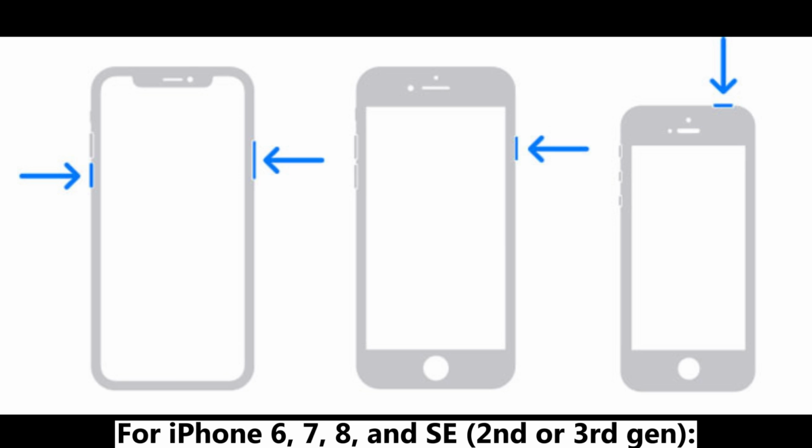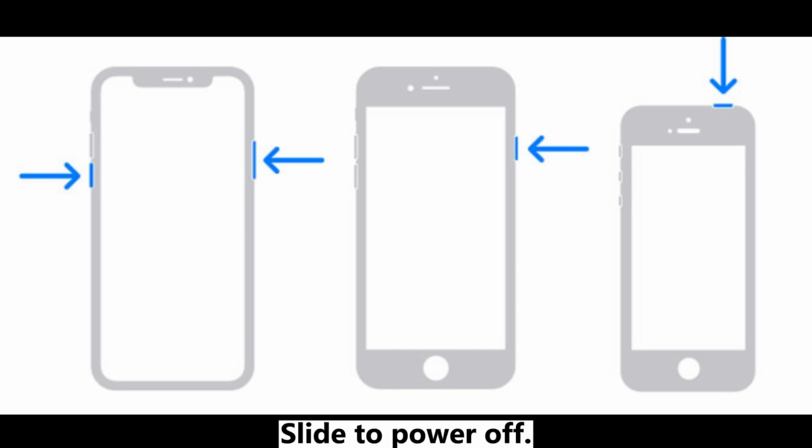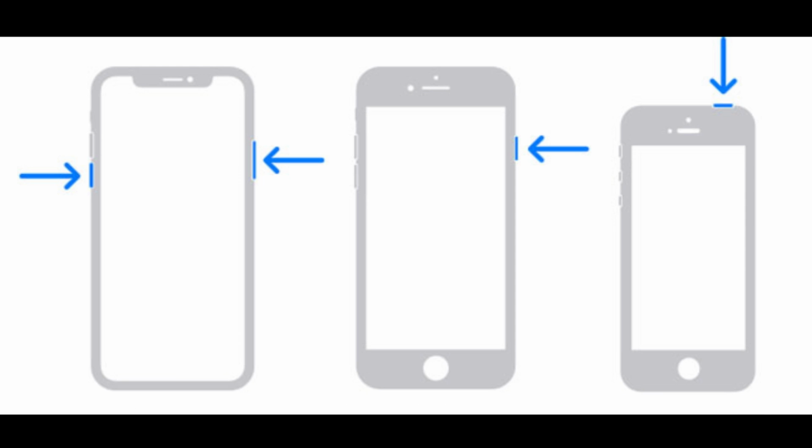For iPhone 6, 7, 8, and SE 2nd or 3rd gen, press and hold the side button on the right side until the power off slider appears. Slide to power off. Wait a few seconds, then hold the side button again to turn it back on.